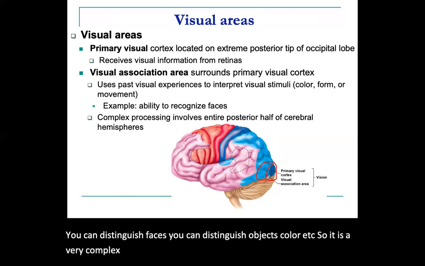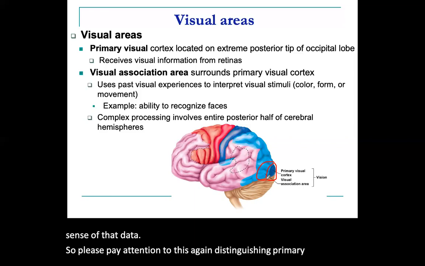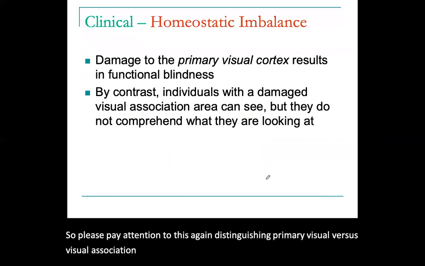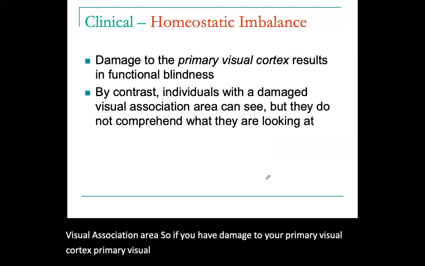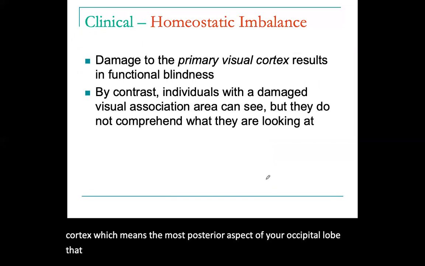It is involving a good chunk of your occipital lobe in terms of processing what you're actually seeing and making sense of that data. So please pay attention to this again: distinguishing primary visual versus visual association area. If you have damage to your primary visual cortex, which means the most posterior aspect of your occipital lobe, that causes functional blindness, as an eye will not be able to see anything.